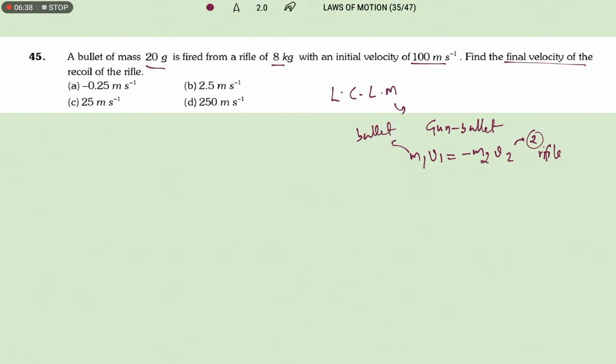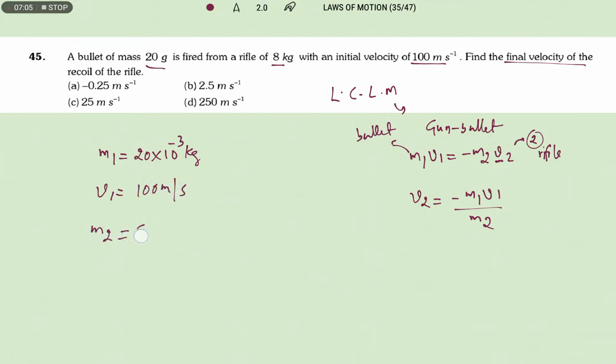Okay, our aim is to find the recoil velocity of the rifle. Therefore V2 we can write as minus M1 V1 by M2. M1, the mass of the bullet, is 20 gram, that is 20 into 10 to the power of minus 3 kg, and the velocity of the bullet is 100 meter per second, and the mass of the gun is 8 kg. Substitute the values to find V2.